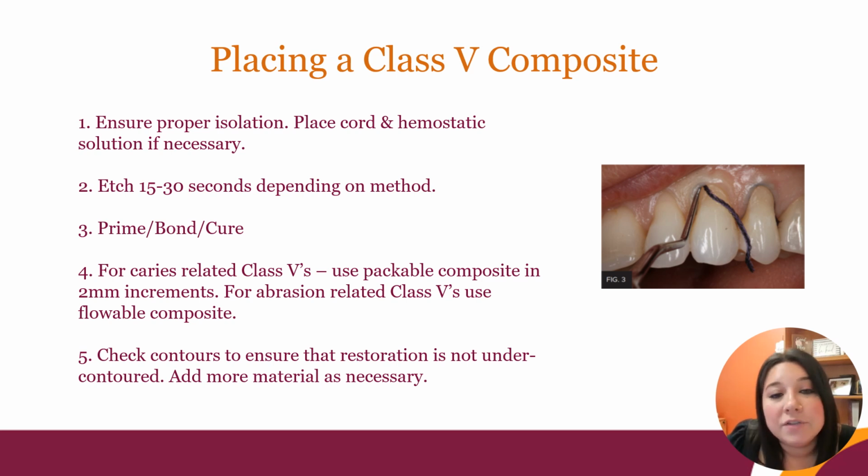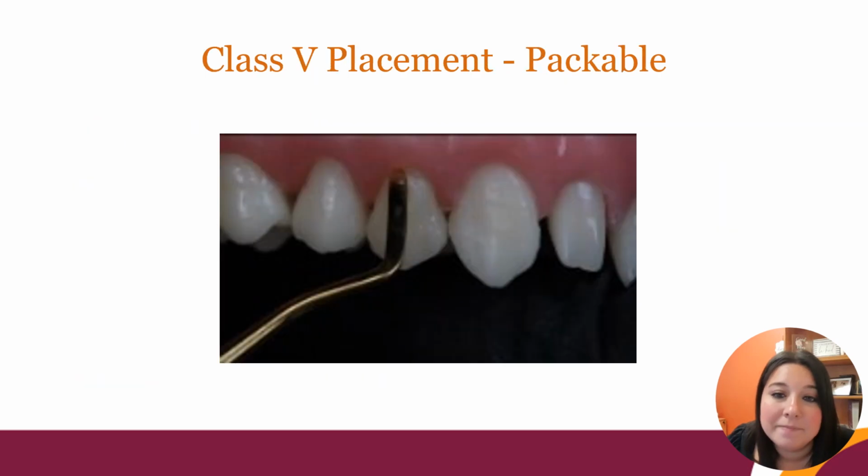You'll want to then etch for 15 to 30 seconds depending on what method you're using, and then prime, bond, and cure. If you are using a universal system, it has etch, prime, and bond all in one step. Then for a caries related Class 5, I'd recommend using packable composite in 2 millimeter increments, just because it's a little bit stronger. But for abrasion related Class 5s, you can use flowable composite. And then last, check contours to ensure that the restoration is not under contoured. If it is, you can add more material at this time.